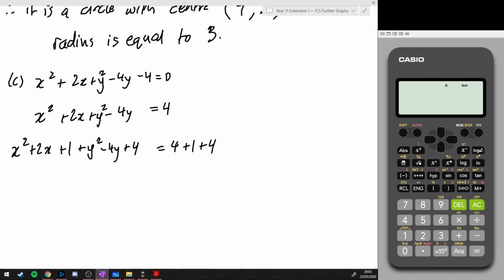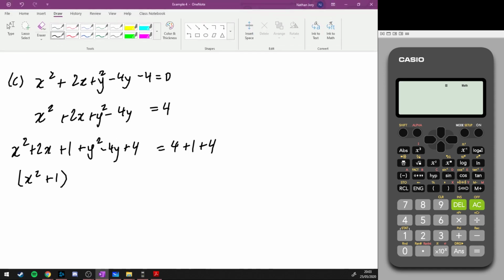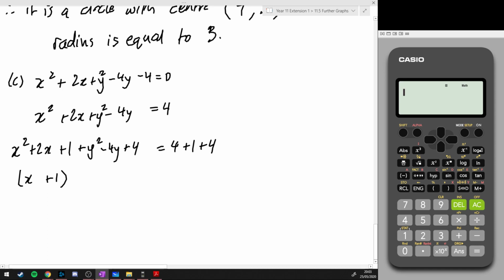Okay, so x squared plus 2x plus 1 factorizes to give us, sorry, that's a complete and total lie. It should be x plus 1 all squared, because x plus 1 all squared is x squared plus 2x plus 1. Okay, plus, and in this one I get y, and then half of negative 4 is negative 2. So negative 2 goes in there, all squared, and that is equal to 9.